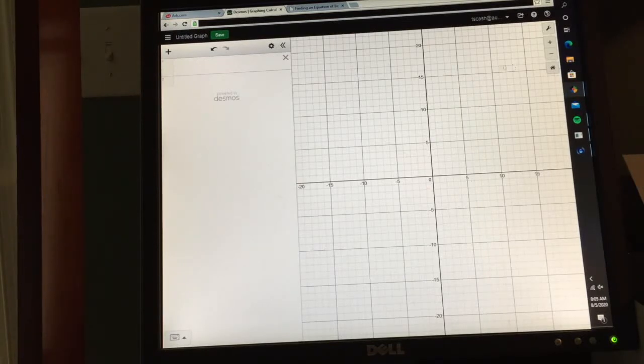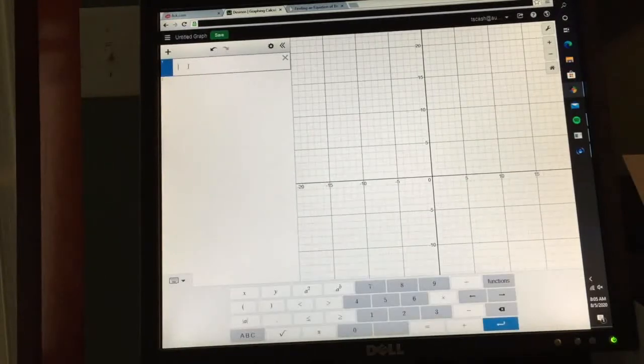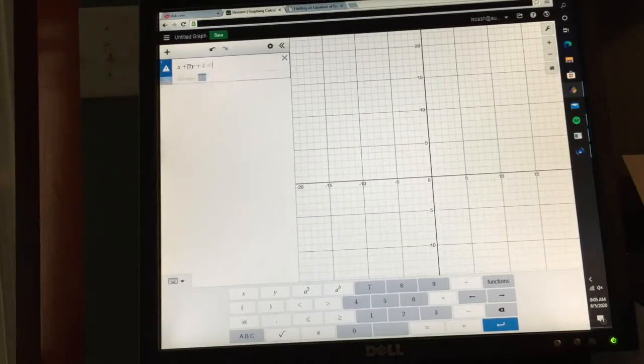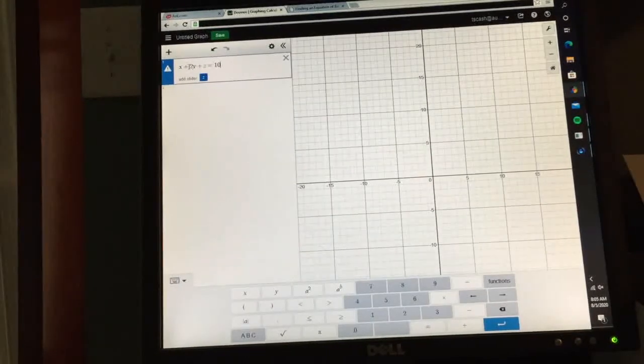And so when I put these in, I'm going to put them in just like normal, but now I'm going to have three variables instead of two. So if I put these in, I have x plus 2y plus z, and that equals 10. So there's my first equation.